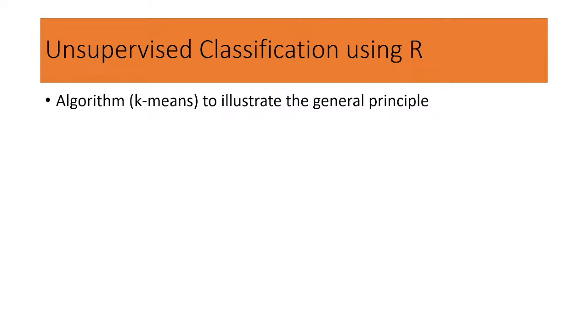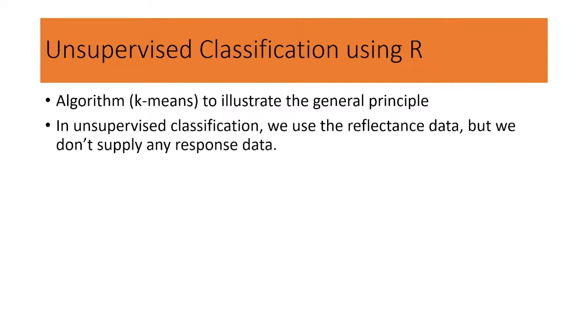and makes the classification. When I apply the k-means algorithm, it is mainly an unsupervised classification. There are a lot of algorithms, but we use the k-means algorithm to make the unsupervised classification. This k-means algorithm groups all of those similar pixel values and makes the classification. Suppose all of those water pixel values have similar characteristics, then it makes the classification. In unsupervised classification, we use the reflectance data, but we don't supply any response data.